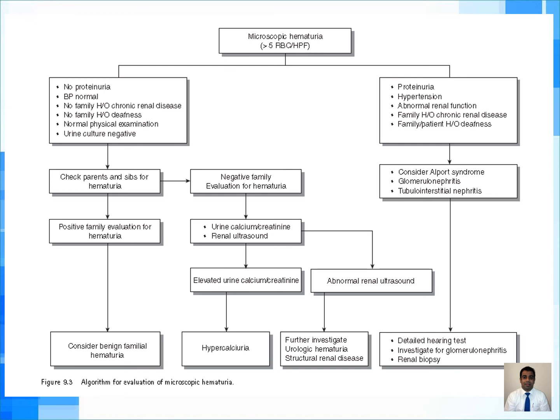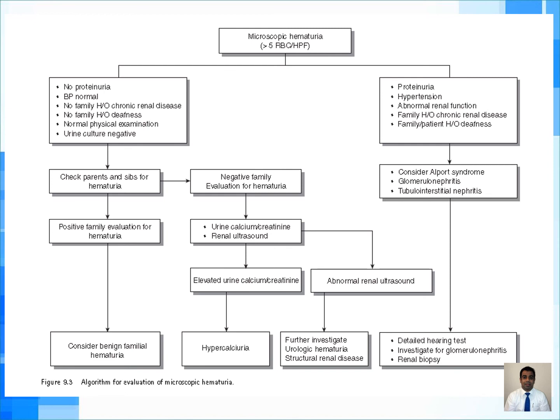If there is no family history of hematuria, you do a calcium creatinine ratio and a renal ultrasound scan. So if the calcium creatinine ratio is elevated, you need to evaluate for hypercalciuria. In the ultrasound scan, if it is abnormal and shows either a structural abnormality or urological cause for hematuria, you need to investigate on those lines.